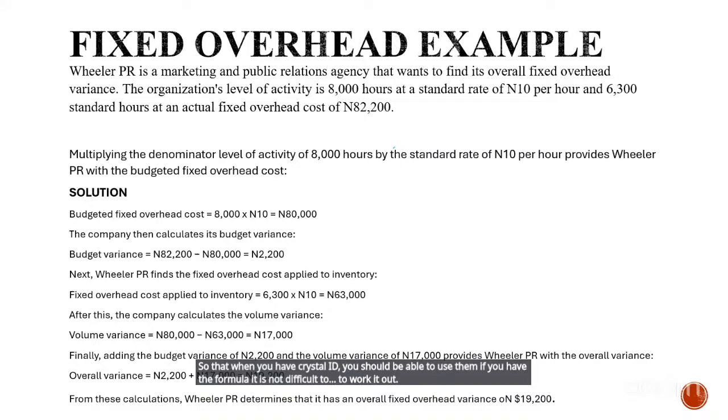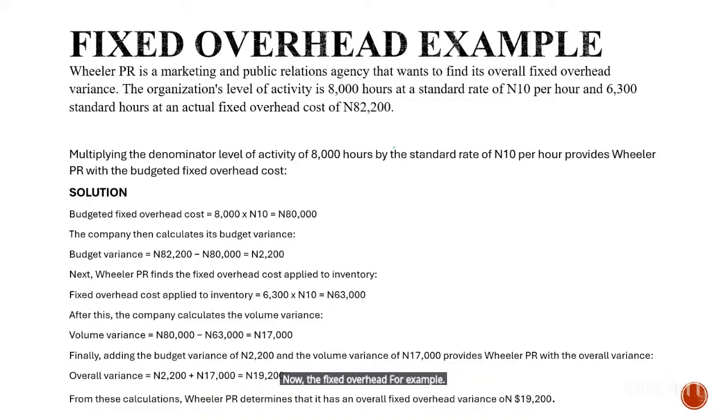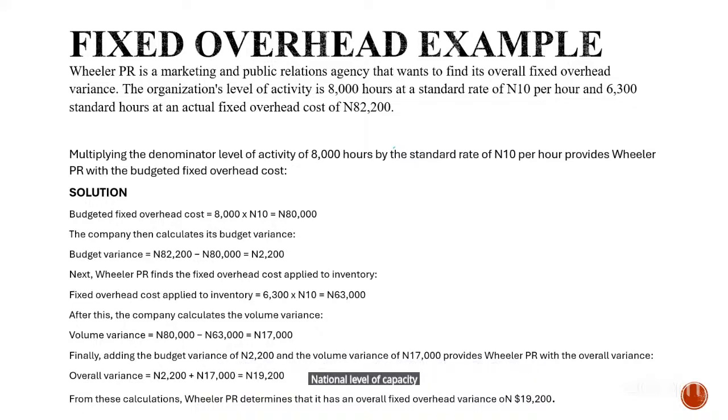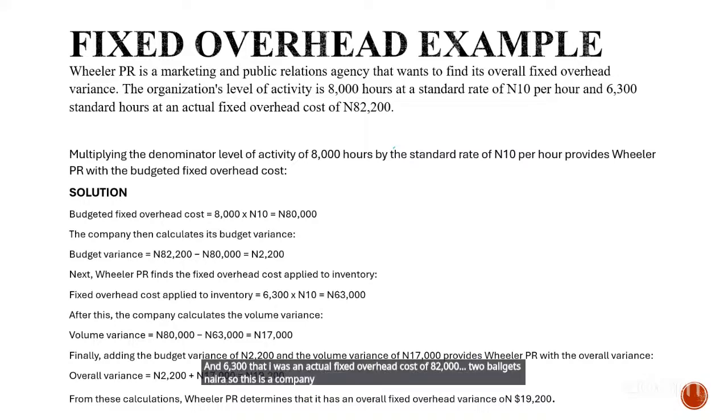Now, the fixed overhead example. Wheeler PR is a marketing and public relations agency that wants to find its overall fixed overhead variance. The denominator level of capacity is 8,000 hours at a standard rate of 10 naira per hour, and 6,300 standard hours at an actual fixed overhead cost of 82,200 naira. So this is a company and they have a fixed overhead.